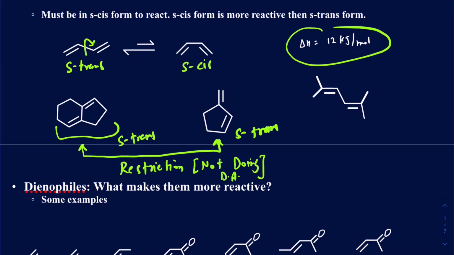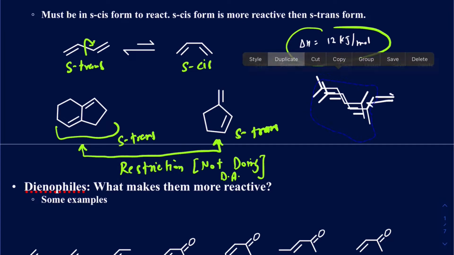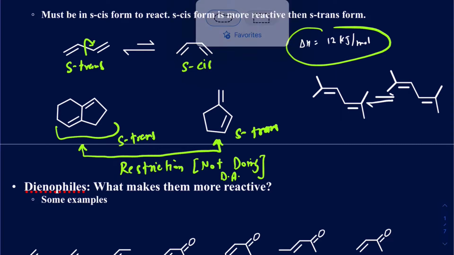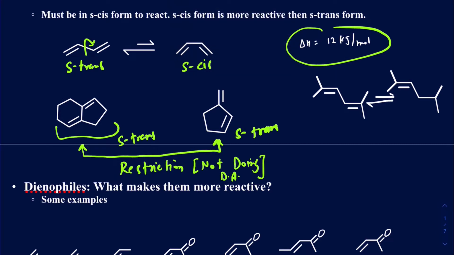So this particular S-trans form, if I try to convert it to the S-cis form, let's see how that's going to look. So I can just copy this down. And when I copy this down, this is how it's going to look. And I can just move this a little bit further. And when I move this, this is how we'll have this. Now, the problem with this S-cis form is there is too much steric hindrance because of these bulky groups.